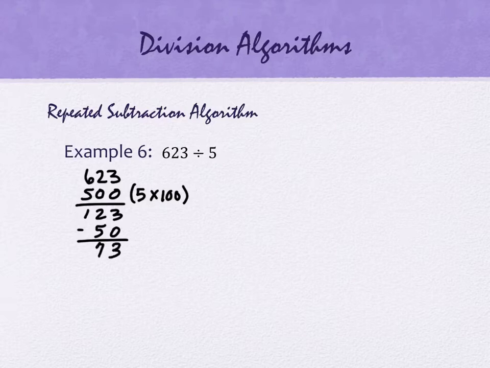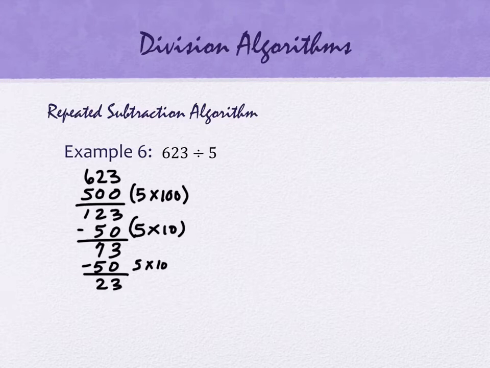73, yeah. And out to the side, I'm going to write down that this is 5 times 10, or you could just write times 10. Can I subtract another 50? Yeah, I can. So I will do it again. I'm going to subtract the 50 as many times as possible until the number gets too small. So 73 minus 50 would be 23. And again, out to the side, I'm going to write that this is 5 times 10.